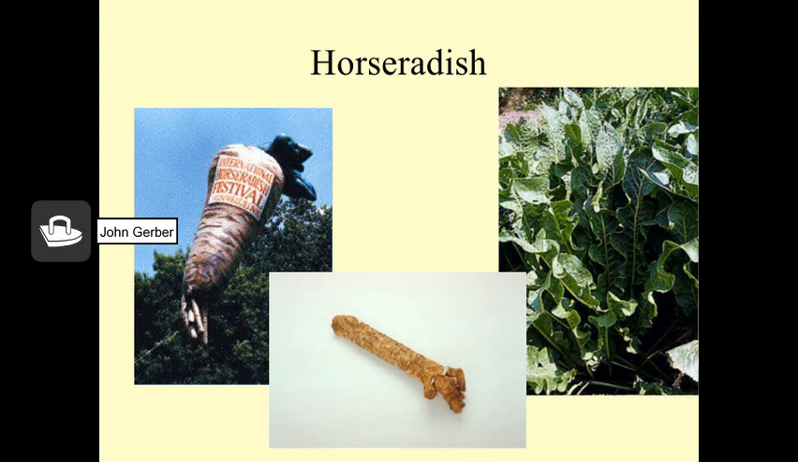Another useful root is horseradish. If you like horseradish, just get a piece of a live root and stick it in the soil. It'll grow. It grows like a weed. In southern Illinois, there's where a lot of horseradish is grown. They actually have a horseradish festival every year.